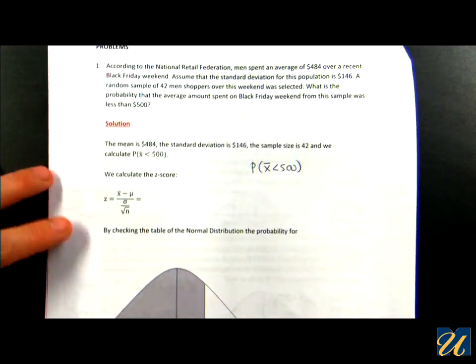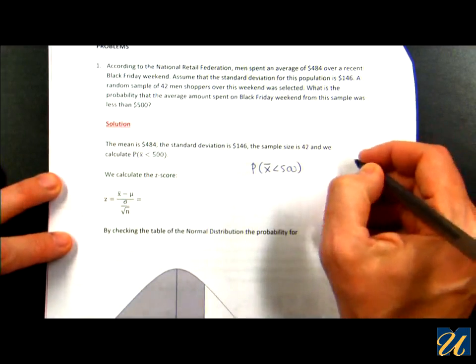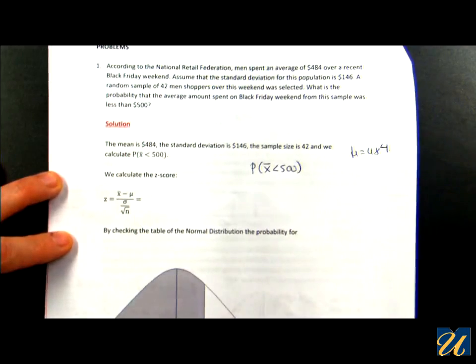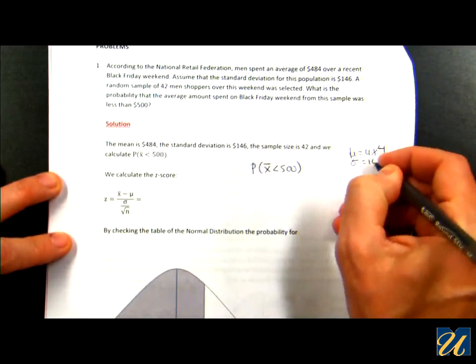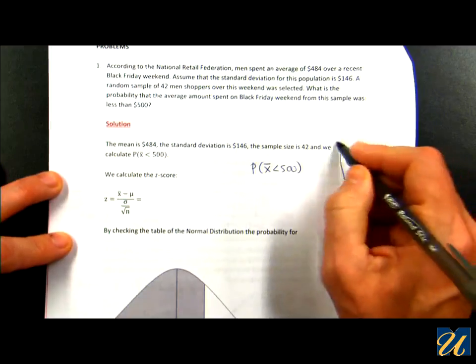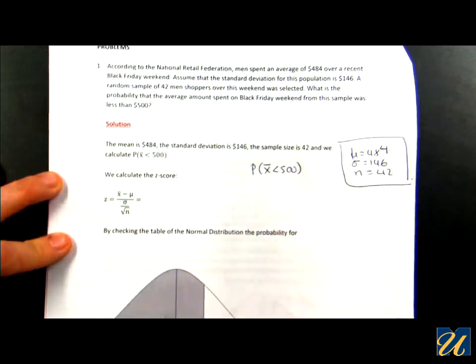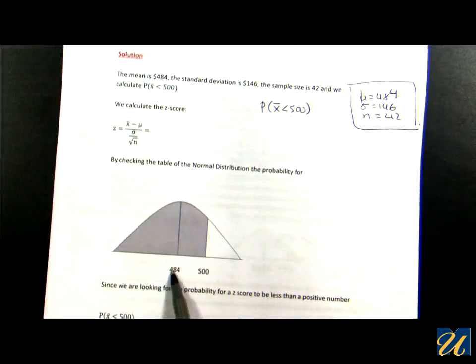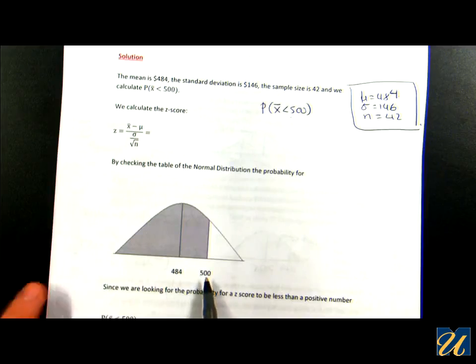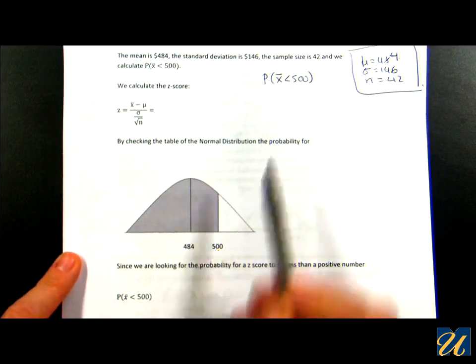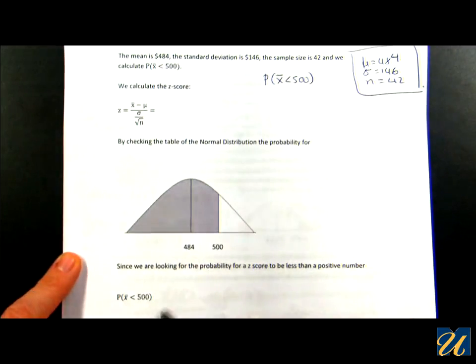We have mu equal to 484. We have sigma equal to 146. We have n equal to 42. And basically, this is the information given to you. This is the probability you're looking for. We calculate the mu x bar is 484. 500 is to the right of the mean, greater than the mean. I'm looking for x bar to be less than. That means I'm looking for the whole area to the left.